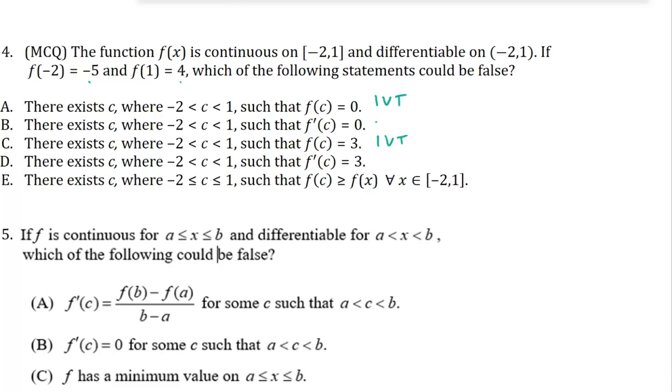And then for E, there exists a c on the closed interval from -2 to 1 such that f of c is greater than or equal to f of x for every x in the interval. This one has to be true because this is the conclusion of the extreme value theorem, okay? Because EVT says that there has to be a max, and that's what this is stating, that f of c is greater than or equal to f of x for all the x in the interval.